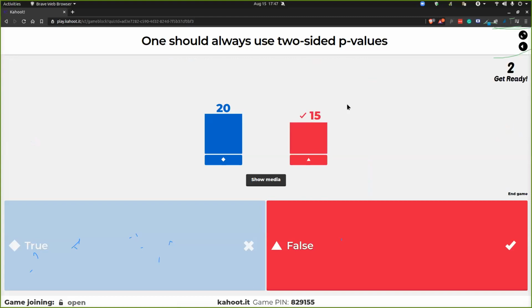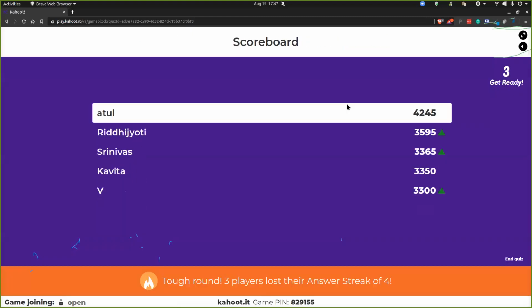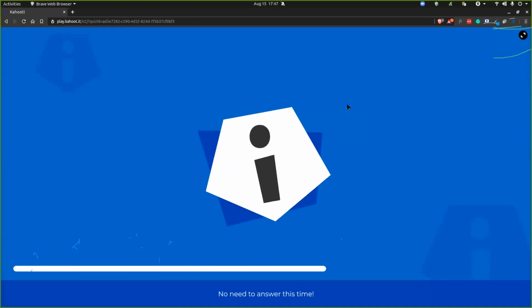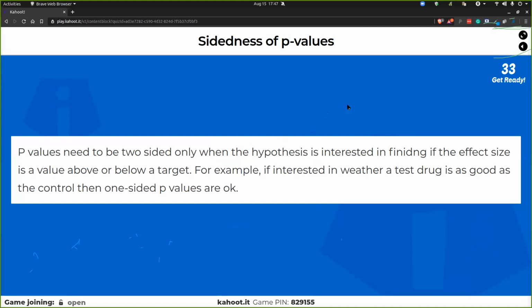That's good. Very good. Most of you called that a trick question. Now, why is it that you do not need to use two-sided p-values always? The reason is the type of p-value that you want to use depends on the type of testing that you want to perform. So a p-value needs to be two-sided only if you are interested in finding out if the effect size is a value above or below the target. If you are interested in finding out whether the test drug is as good as the control, where you are not interested in the superiority at all, you are basically looking at a one-sided p-value. This is the typical hypothesis testing that will be done for non-inferiority studies, for example.